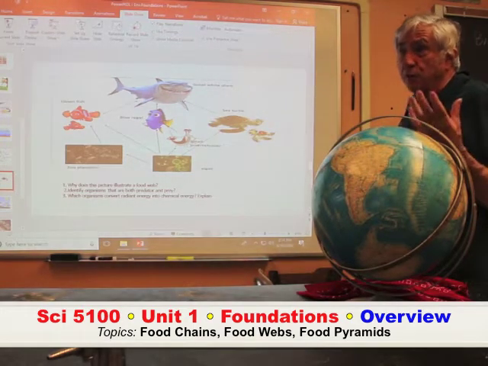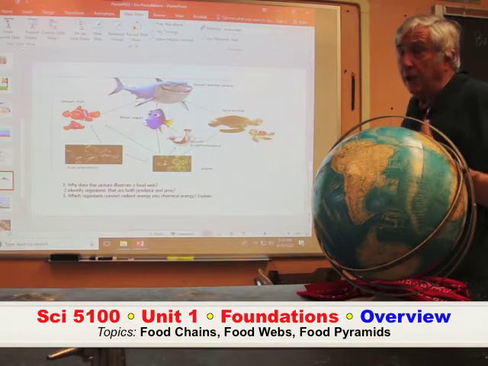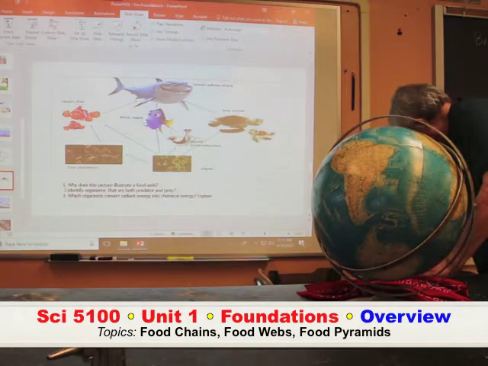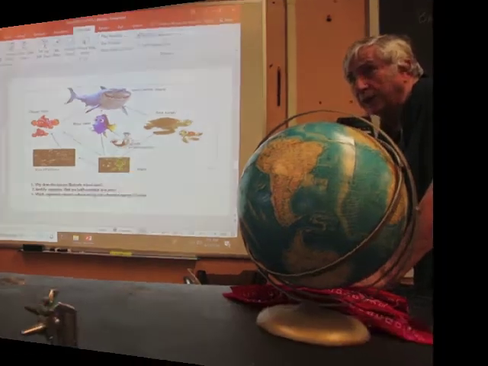So food webs are really the ideal situation in the ocean. It's just that we study food chains because they make up the web. It's easy to study a food web by analyzing the individual chains that make it up.